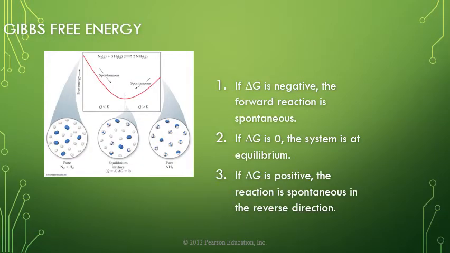So we have three possibilities for the values for Gibbs free energy. If we look at the delta G being a negative value, then that means that the forward reaction would be spontaneous or thermodynamically favorable. If delta G is equal to 0, then the system will be at equilibrium. And if I have a delta G that is positive, then that means that the forward reaction would be thermodynamically unfavorable or non-spontaneous in the forward direction, but that would mean that it would be favorable in the reverse direction.